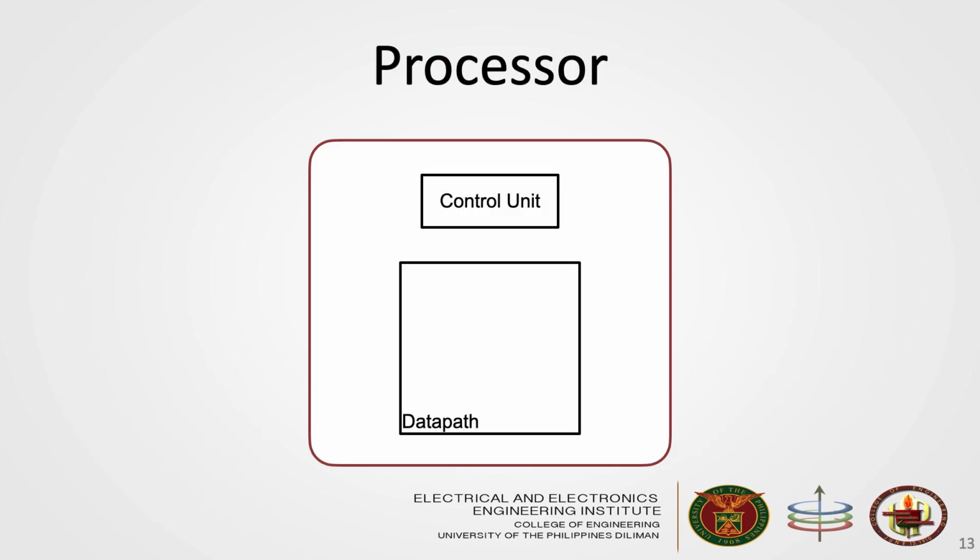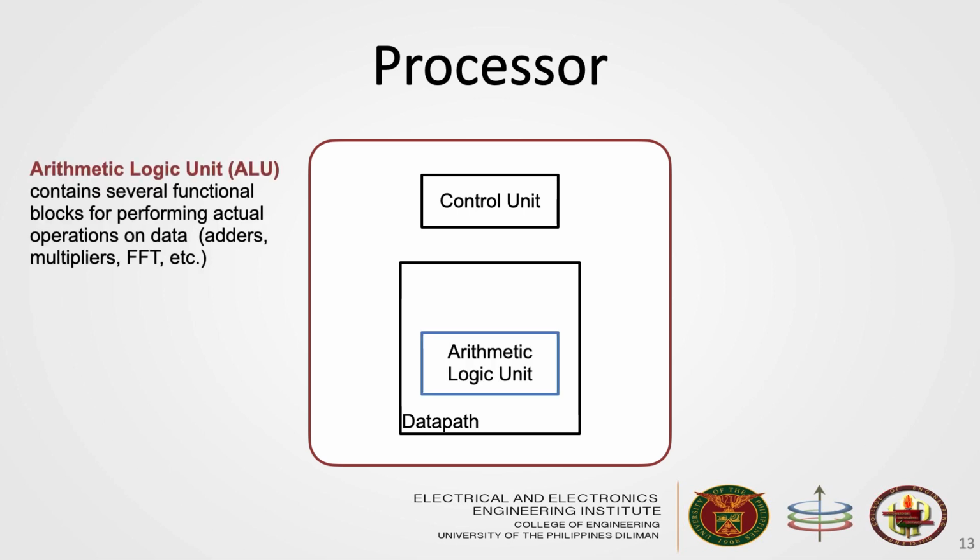Processors are generally composed of the control unit and the data path. Inside the data path is the arithmetic logic unit, or ALU, which contains several functional blocks for performing actual operations on data, like adders, multipliers, FFT, shifters, comparators, and many more.